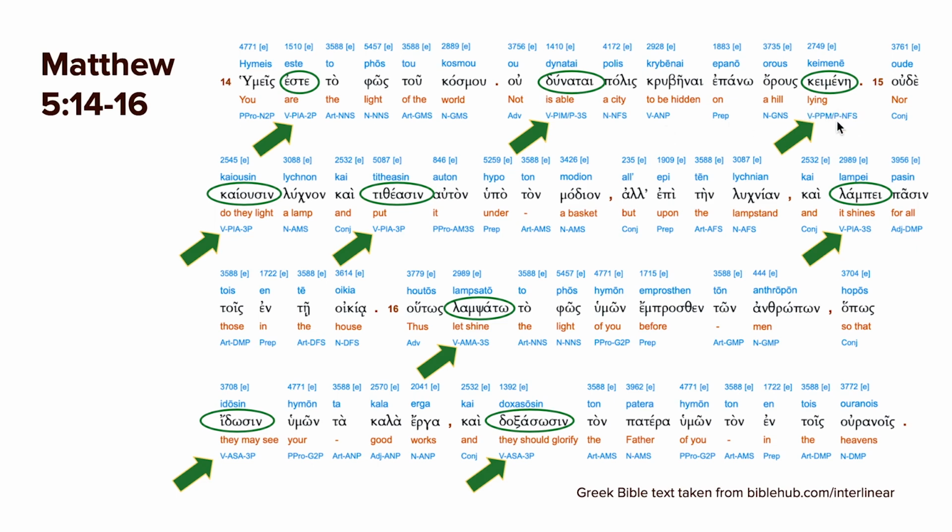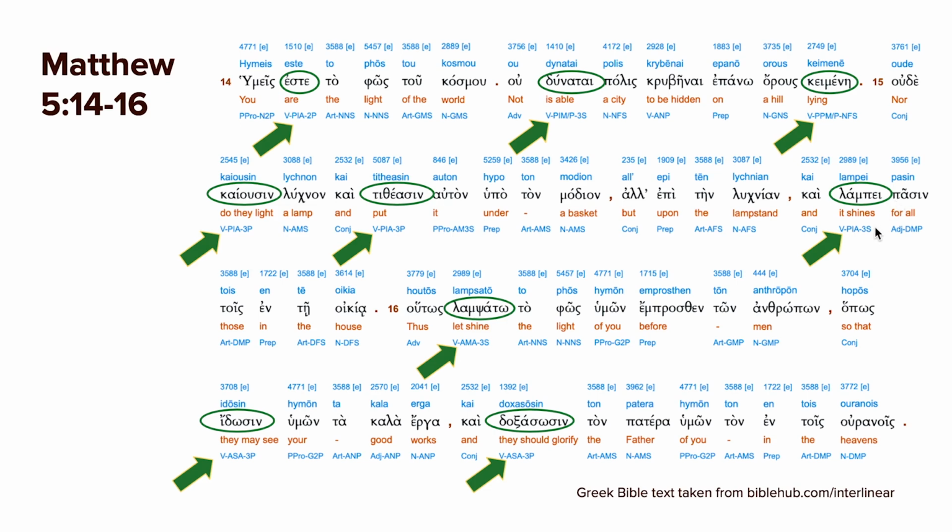And then lying, here we have, this is a participle. In English, we usually have the ing for participles. And in Greek, there's a lot of different ways you can translate it. But the most simple one for us now is lying. And then do light. So in this case, you don't. Neither would you light a lamp and put it under a basket. You would put it on the lampstand.